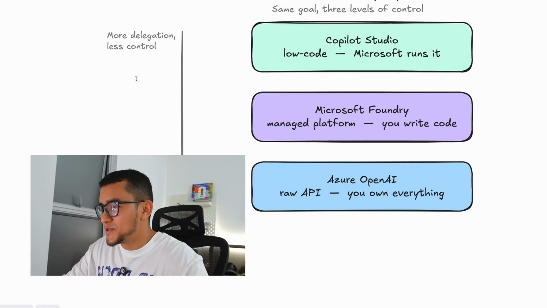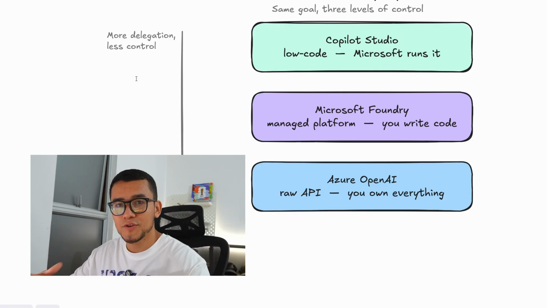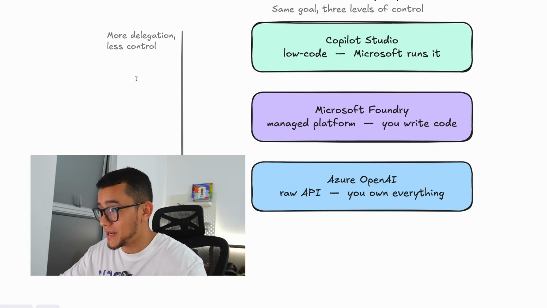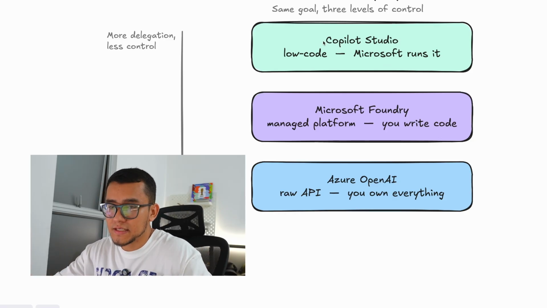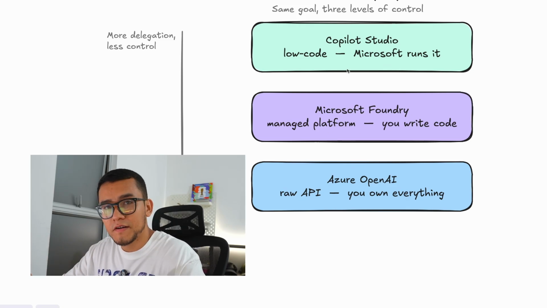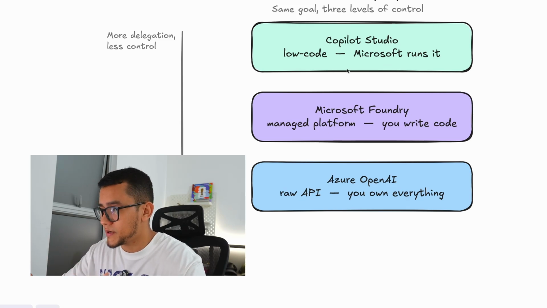Before you pick a service, you need to answer a more fundamental question, and it is not what does my company want to build. I would say that instead it is how much do you want to own and how much do you want to delegate. The reason is that these three services, Copilot Studio, Microsoft Foundry, and Azure OpenAI, sit at very different points on the ownership spectrum.